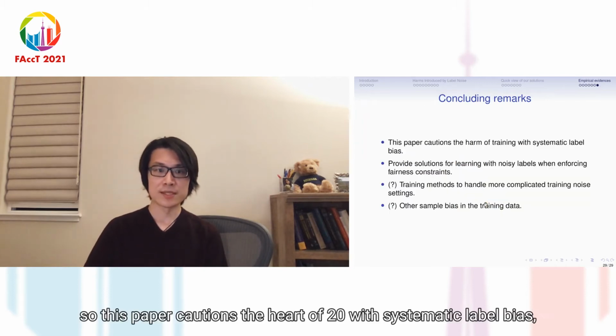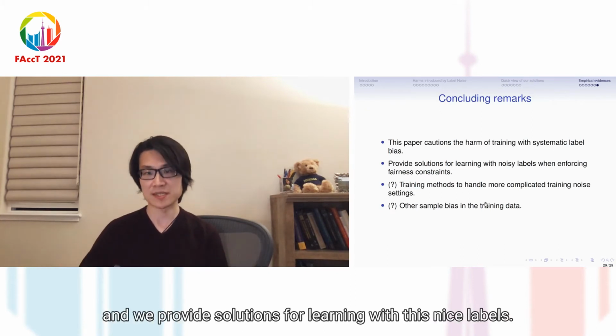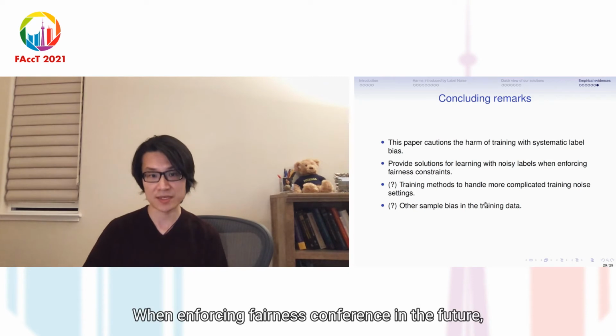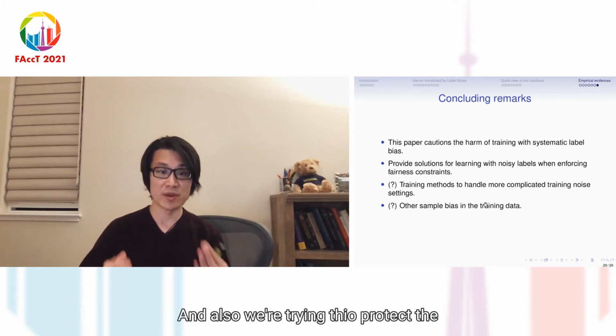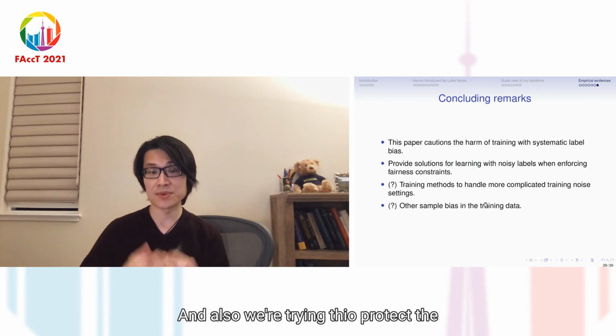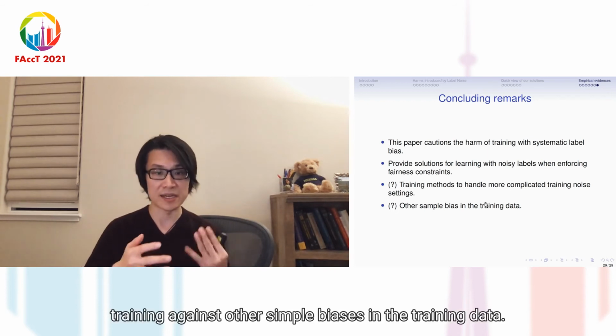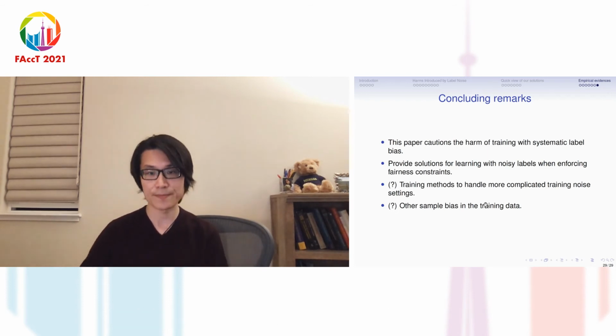Okay. So this paper cautions the harm of training with systematic label bias and we provide solutions for learning with these noisy labels when enforcing fairness constraints. In the future, we are developing training methods to handle more complicated training noise settings. And also, we are trying to protect the training against other sample biases in the training data.